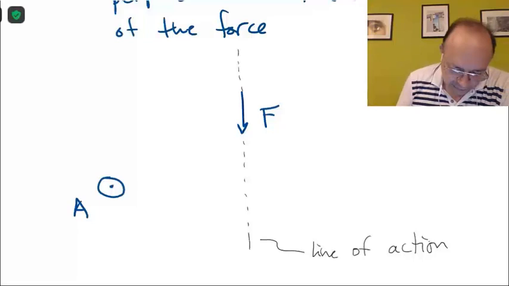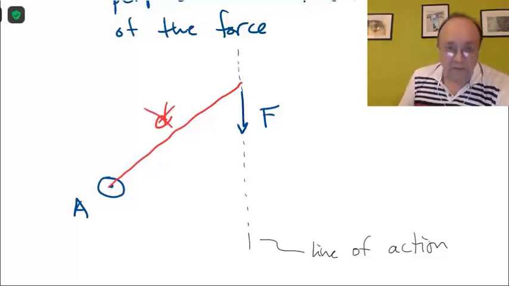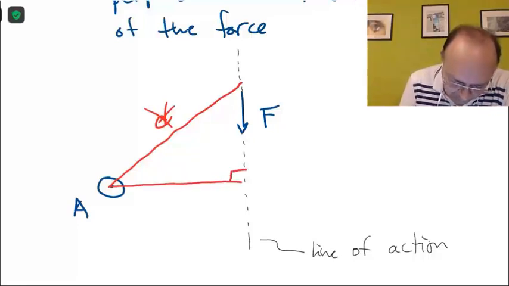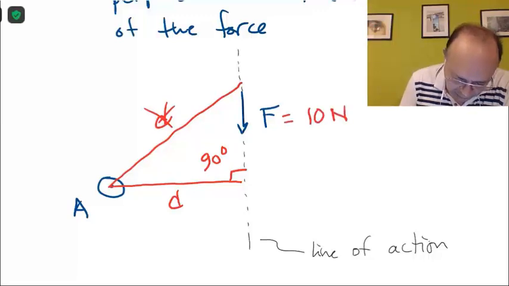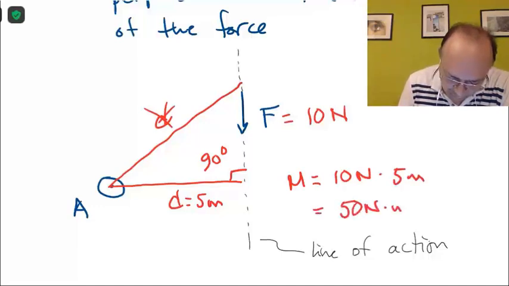And then we have to define the distance. Well, we may have this distance here, but that's not the distance that we can use to calculate the moment. The distance has to be perpendicular to the line of action, perpendicular like this. This has to be 90 degrees, so this is D. So if this force now is 10 newtons, and this distance is now 5 meters, then the moment here is going to be 10 newtons times 5 meters. The moment is going to be 50 newton meters.